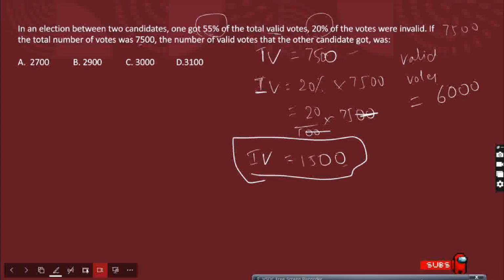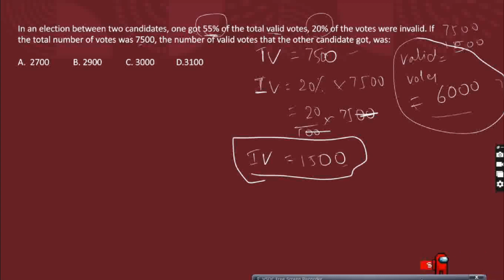7,500 are the total votes. From the total votes, we are subtracting the invalid votes, from this we will get the valid votes, and the valid votes are 6,000 votes. In this valid votes, one candidate got 55%, right? Now they are asking to find the number of valid votes that the other candidate got.